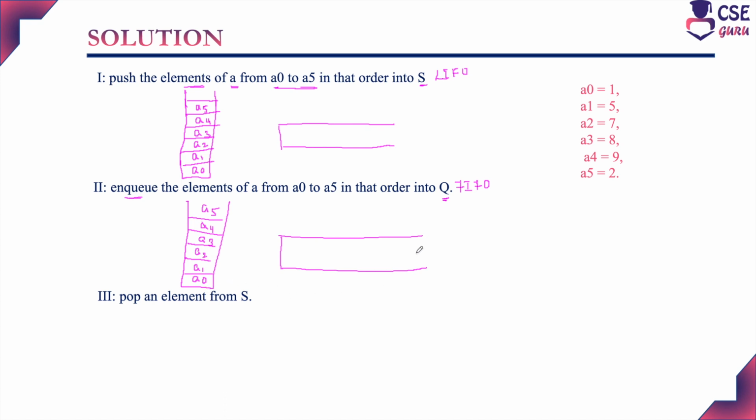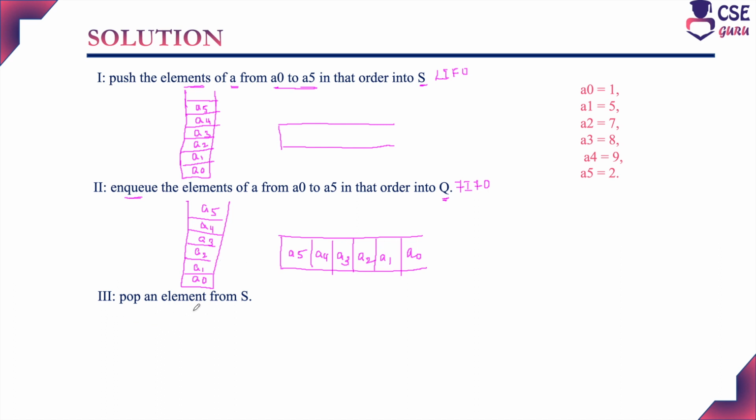In Q, first A0 will be inserted and it will be at the front, and then A1, A2, A3, A4, then A5. We have NQ'd the elements of A from A0 to A5 in that order into Q. First A0 is inserted into Q and placed at the first position. When we try to delete, A0 will be deleted first, next A1, next A2, likewise. So this is the status of stack and queue at the end of the second operation.